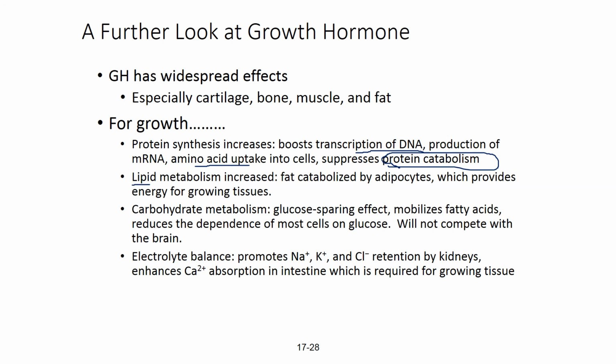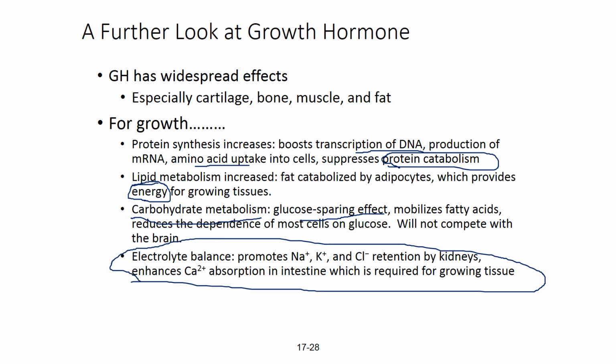We are going to use fats for energy because they have a lot of energy stored in them. And we are going to save carbohydrates for the brain. This is called a glucose sparing effect. So we save our carbohydrates for the brain, and it makes us use lipids for energy because they've got a lot of energy associated with them. The brain always gets carbohydrates first. We do not compete with the brain. Also electrolytes. We're going to need lots of electrolytes for growing tissues as well. So we're going to promote the kidneys to hold on to them and not let go of them in our urine.